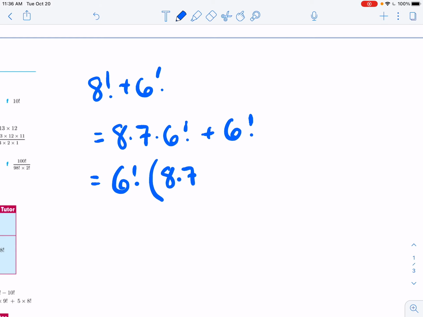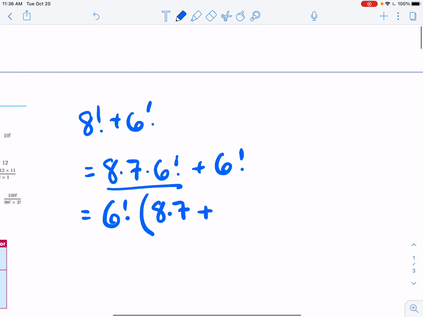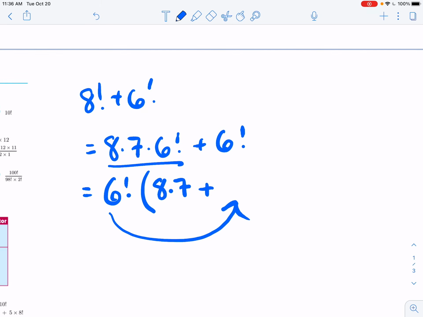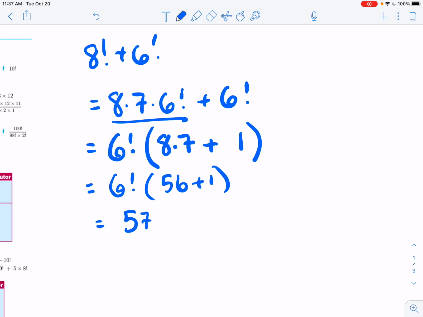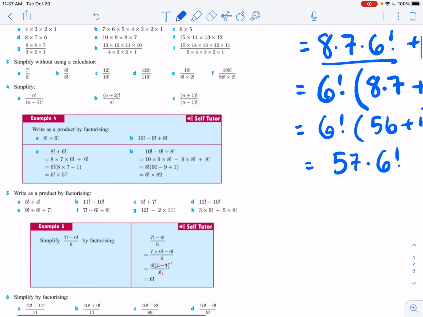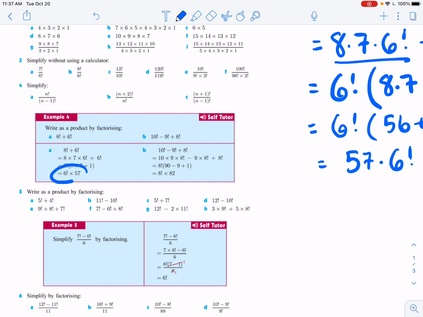Then I have an 8 times 7 from the first term, plus, and I need something to hold its place. If I were to multiply back, I'd need to have a 1 here so that I could multiply back and actually get this 6 factorial. So we factor out a 6 factorial and have 8 times 7 plus 1. 8 times 7 is 56, 56 plus 1. So what they wanted here is 57 times 6 factorial, or 6 factorial times 57.